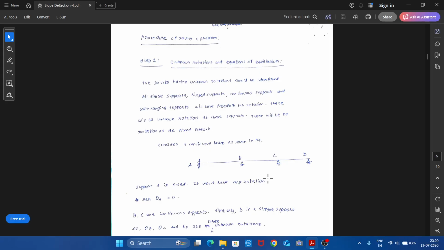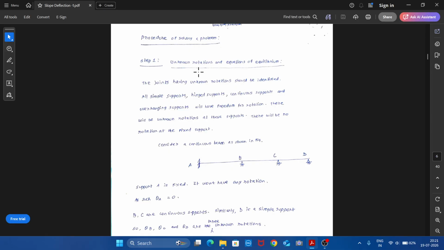In this lecture, let us see the step-by-step procedure of solving a continuous beam using slope deflection method. So let us see the first step, unknown rotations and equations of equilibrium. So in a continuous beam like this, say 2 spans or 3 spans or any number of spans, first step is we need to identify the unknown rotations and then form the equations of equilibrium.